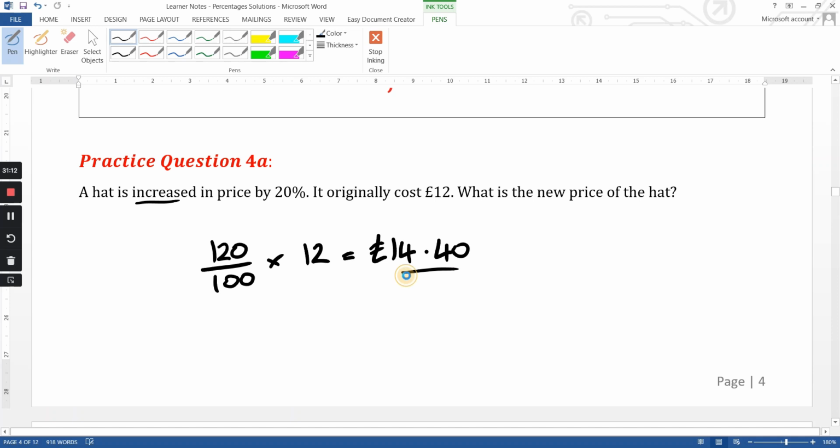£14.40. Yeah. So if you did it the other way, where you worked out 20% and then added it on, you should still get the same answer. It's absolutely fine. You don't have to do it this way. As long as you got the same answer, that's the main thing.